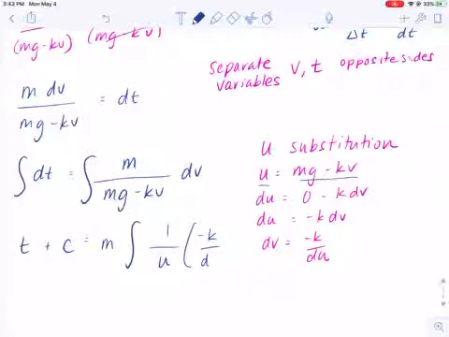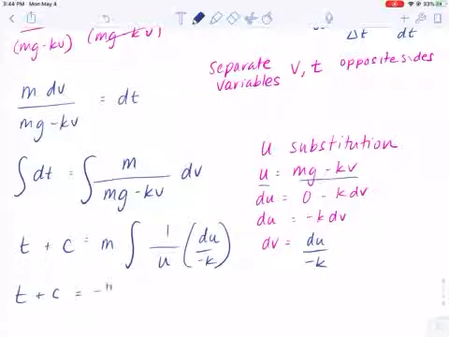Wait, I did that wrong. That's upside down. That didn't look right. Let's try that again. dv is du over negative k. Sorry, didn't mean to scare you there. Okay. I like to keep my projects neat as I go along, so I'm going to factor this k out.